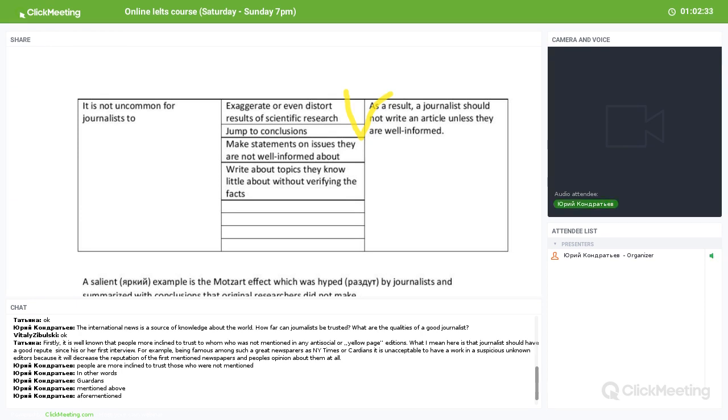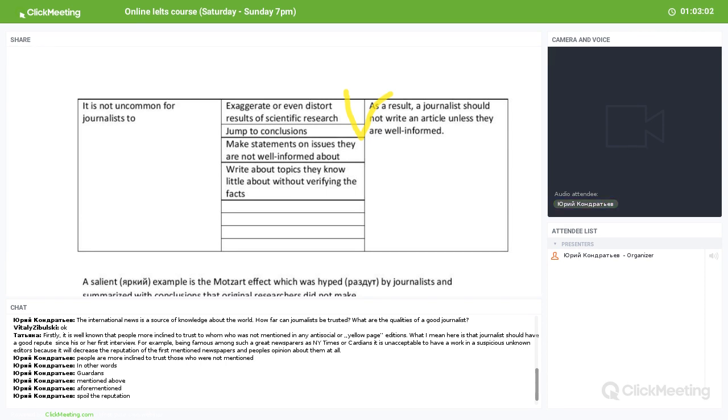Aforementioned is one word. Spell it as one word. And probably not "decrease," but "it will spoil the reputation." Не уменьшит, а ухудшит репутацию. It will spoil the reputation. Okay, so Tatiana, you can start writing the second paragraph.